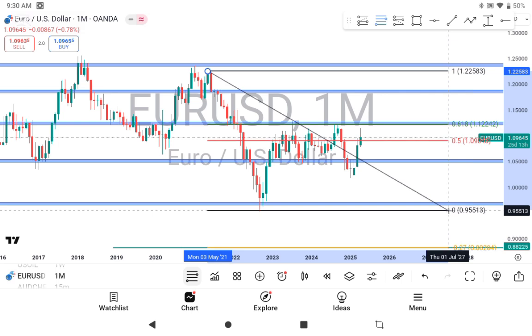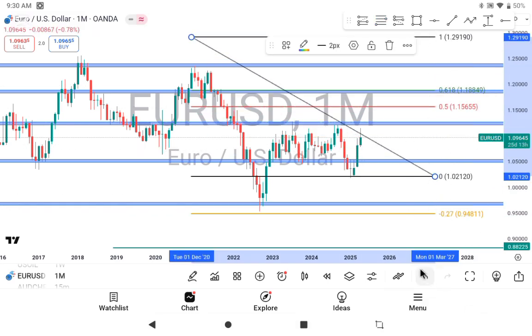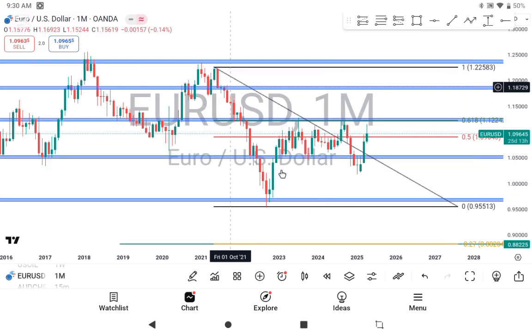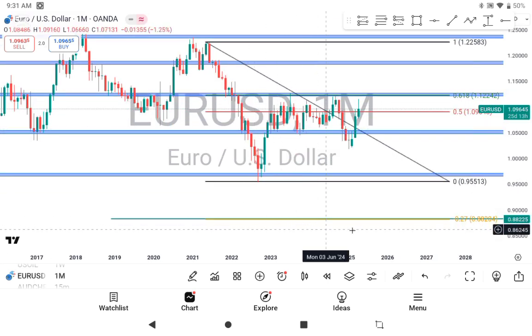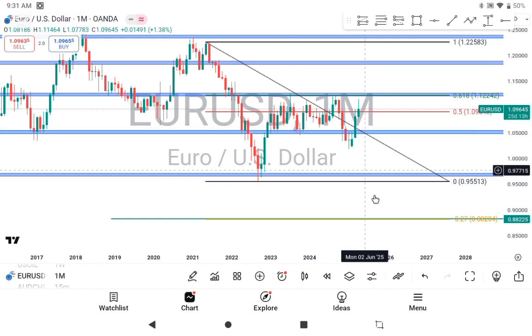if I use the Fibonacci from the swing high right here down to the swing low, the Fibonacci level is pointing right here, and as you can see, the price is currently ranging in between this key level of support and this key level of resistance, and this is the next level target on Euro USD, provided that Euro USD is able to break out of the range properly and start to push lower.